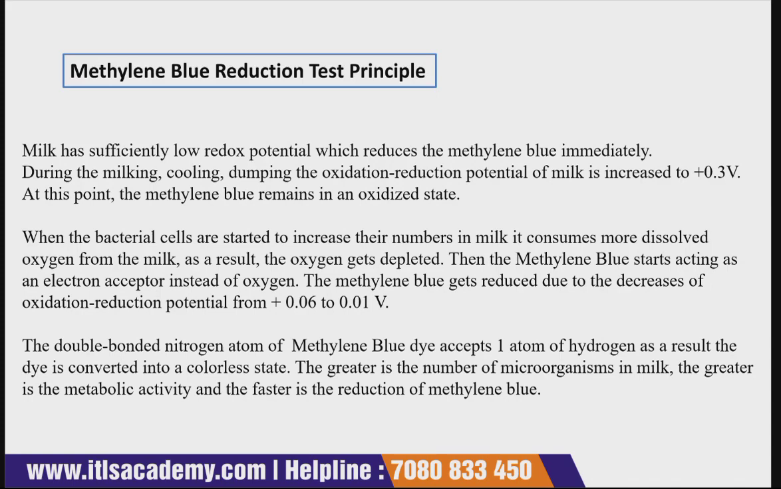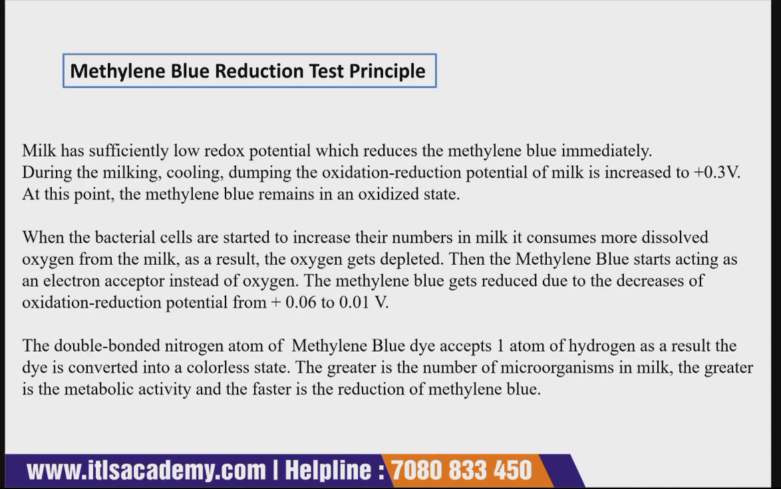So when the bacterial cells start to increase their number in the milk, they consume more dissolved oxygen from the milk, because microorganisms, that is bacteria, need oxygen for their survival, right? As a result, oxygen gets depleted. Then the methylene blue starts acting as an electron acceptor instead of oxygen. Why? Because oxygen is depleting. Why? Because oxygen is used by the bacterial cells.